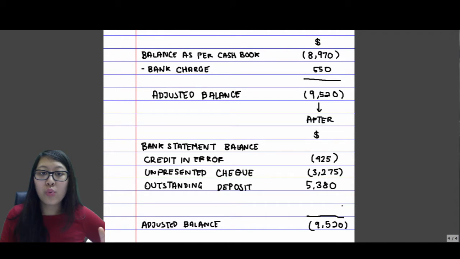Okay, so we need to find the original balance. So all we need to do now is just work backwards. Take the adjusted balance, negative $9,520, and minus the positive $5,380. Add back the $3,275 and add back again the negative $425, and you should get your bank statement balance, which is $11,200. We have come to the end of the chapter.